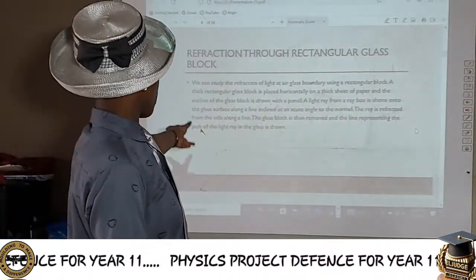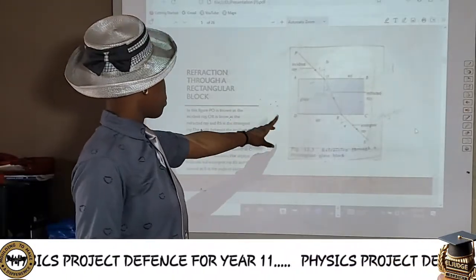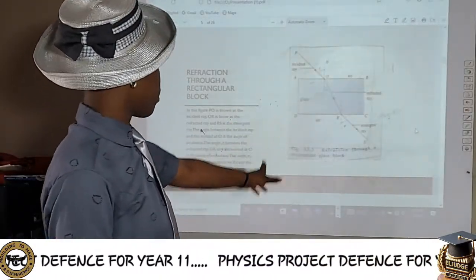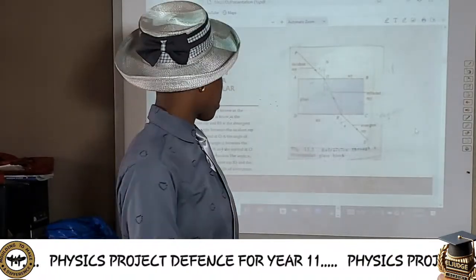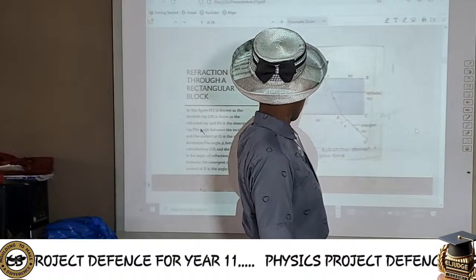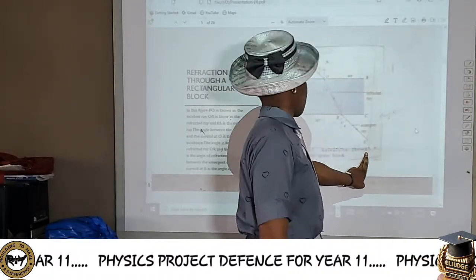Then we will also look at refraction through a rectangular glass block, and this is a diagram illustrating it. It may be a little bit blurry, but if you look at it, we have the incident ray, and then this is the normal. Then we have the refracted ray as well as the emergent ray.